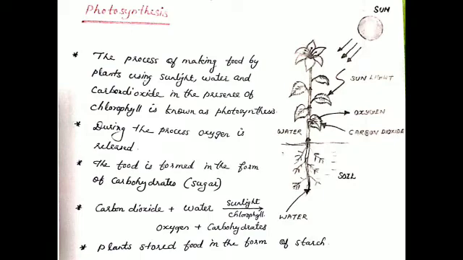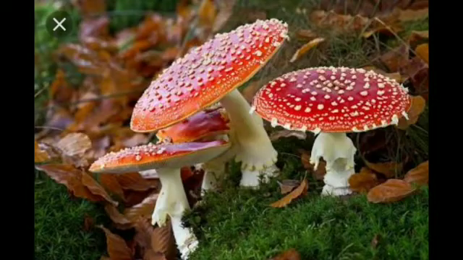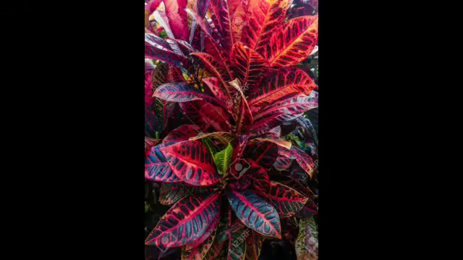Then there are some non-green plants like molds, mushrooms and fungi. They do not have chlorophyll, so they cannot prepare their own food. They get food from dead and decaying matter. Then some plants like croton have colorful leaves like reddish color leaves. These leaves have chlorophyll, so they prepare their own food.